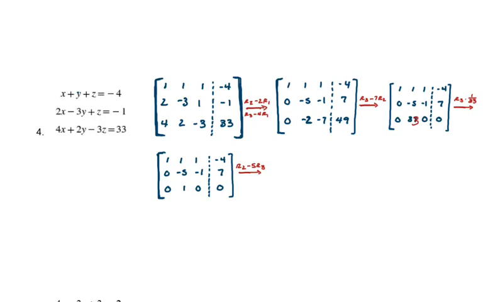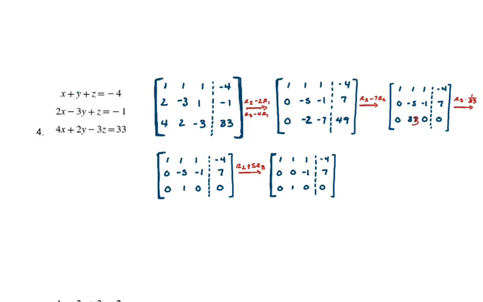Actually add 5 times row 3. Because if I take row 3 and multiply by 5 and then add it to row 2, it would make my second entry in row 2 0. So if I look at this, I'm going to keep row 1 the same for now. And then row 2 would become 0, 0, -1, 7. And then row 3, I would keep exactly the same for now.